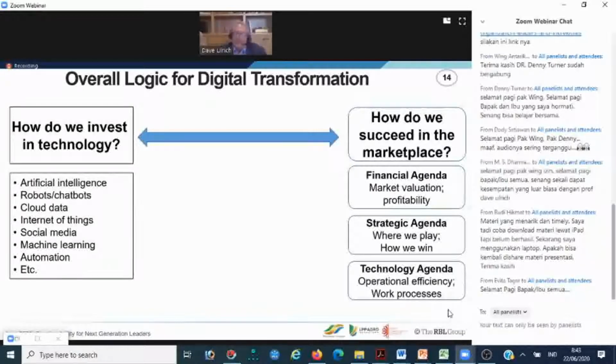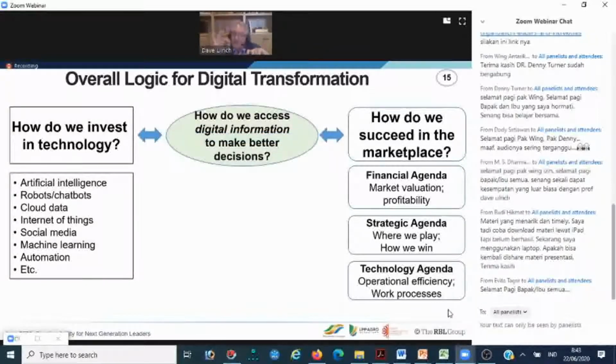Financially, we have to manage our costs and create market value. Strategically, we have to be in the right business. You can't just be in a retail physical footprint. You have to be online. And technology, we can't do manufacturing the way we did it. So how do we invest in technology to succeed in the marketplace? And here's the answer. We have to access digital information.